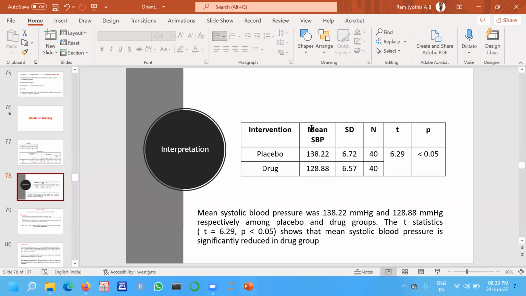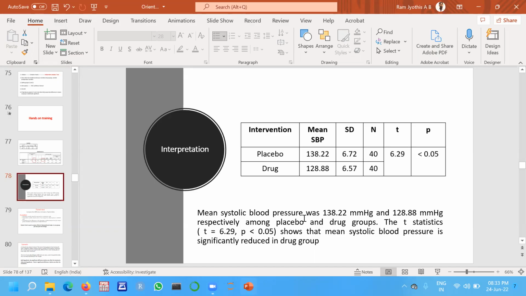See, we have seen the descriptive statistics, the mean systolic BP for placebo and drug, standard deviation, then number of samples in both groups, t statistics, then p-value less than 0.05. So how to interpret it in your study? In your results, you have to give it like this. See, in the output, we cannot get everything, isn't it? We have to synthesize from the output view. So how to write this?